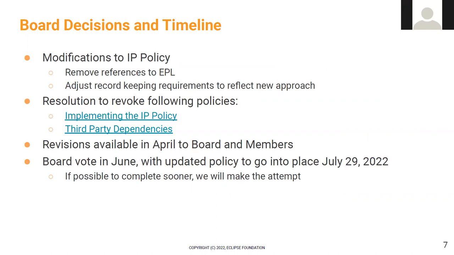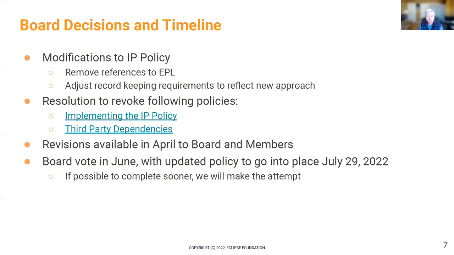So how do we actually do this? From a board decision and timeline perspective, first and foremost this is going to require some changes to our IP policy to remove the references to the EPL, and adjust the record keeping requirements to reflect the new approach. There are going to be board resolutions required to revoke some policies, like implementing the IP policy and implementing the third party dependencies. The revisions, in April and May, are going to be available to the board and the members.